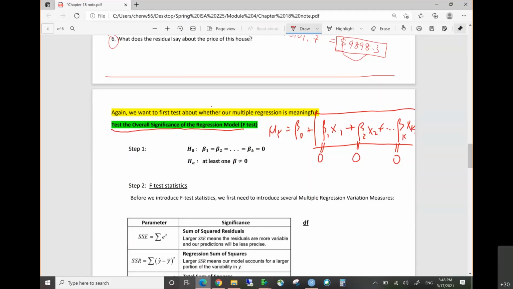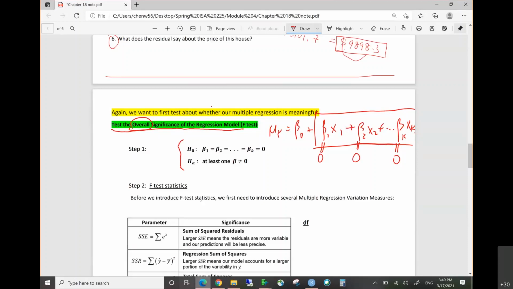So this is the null hypothesis. We want to test the overall significance of the regression model. We want to check whether all of these coefficients are just equal to 0: no relationship between any of the explanatory variables and the response variable. Now let's think about the alternative hypothesis. The alternative hypothesis will be that the multiple regression makes sense, the multiple regression is meaningful.